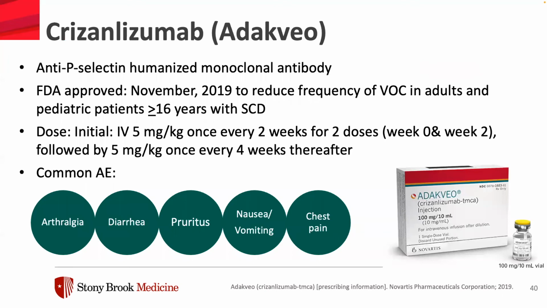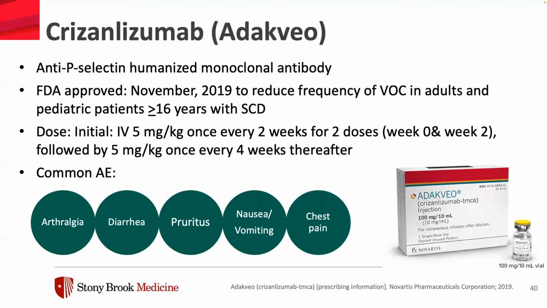So our last drug we have here is crizanlizumab, or Adakveo, and this is an anti-P-selectin humanized monoclonal antibody. It was more recently approved in November of 2019 to help reduce the frequency of vaso-occlusive crises in adults and pediatric patients at least 16 years of age with sickle cell disease.